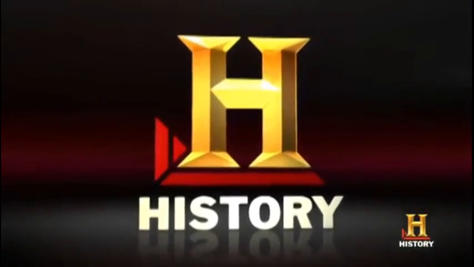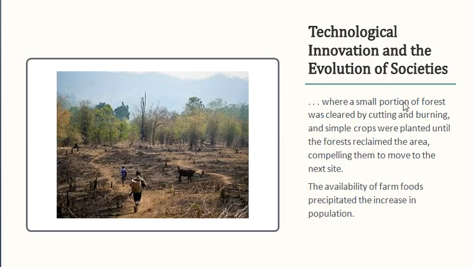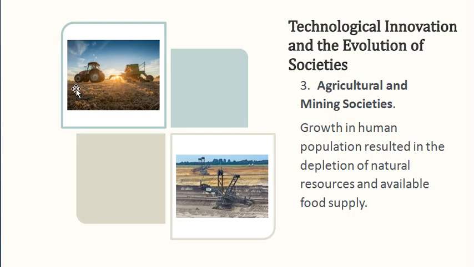Alright, and that is very, very beautiful. How farming is very important in our society, the evolution of our society. Okay, so now let's have the next picture. So the third part or stage of our evolution is the agricultural and mining society.